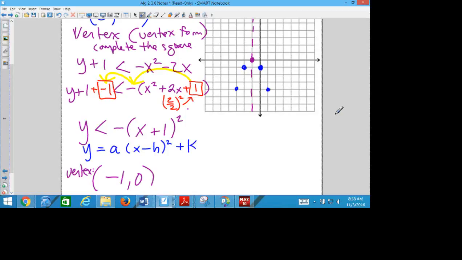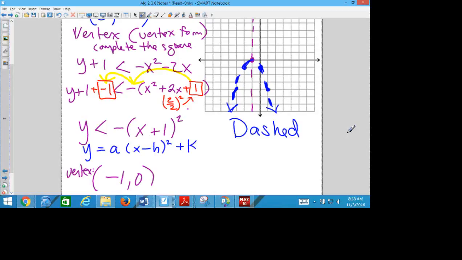Then, before we connect it, we ask, is this dashed or solid? Dashed. So when you connect it, make it obvious that this is dashed. There.